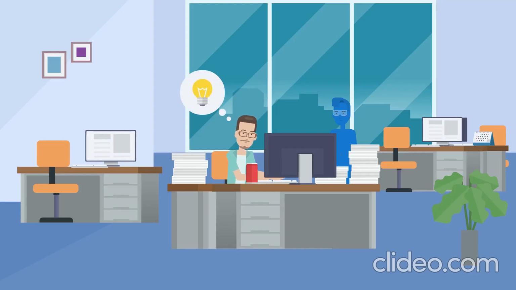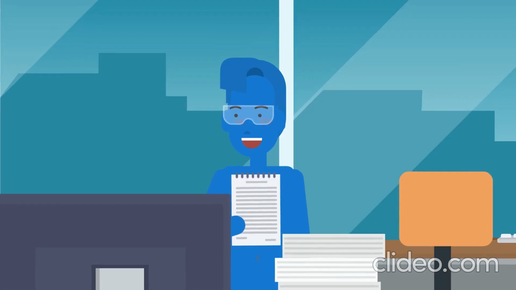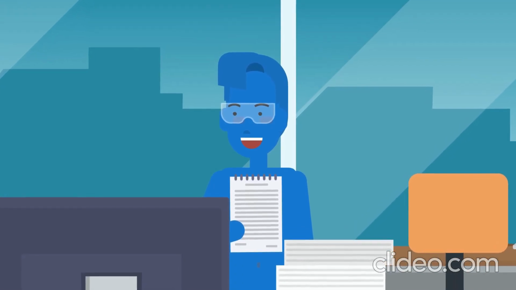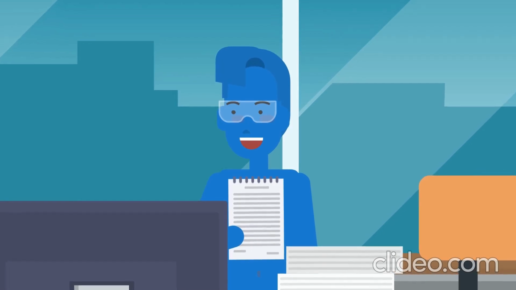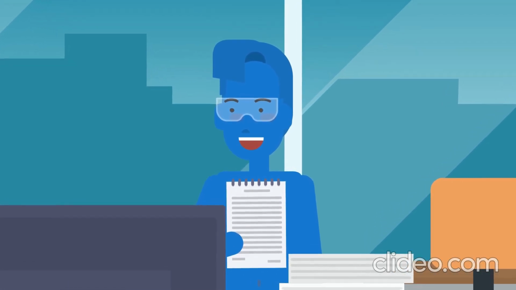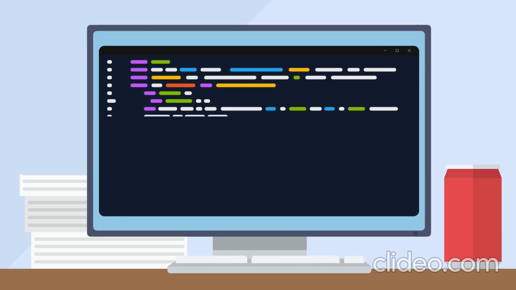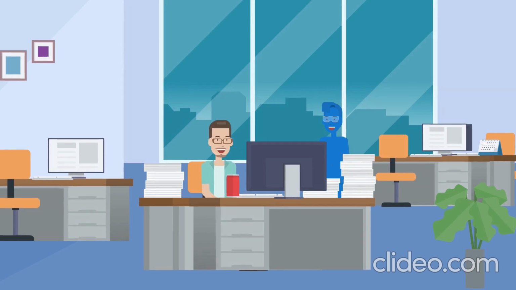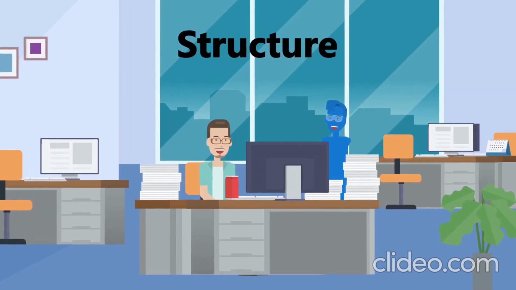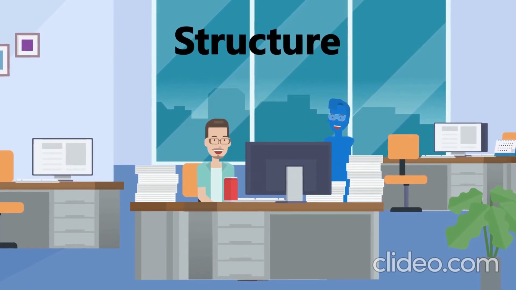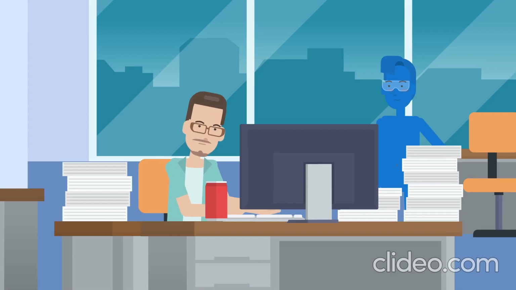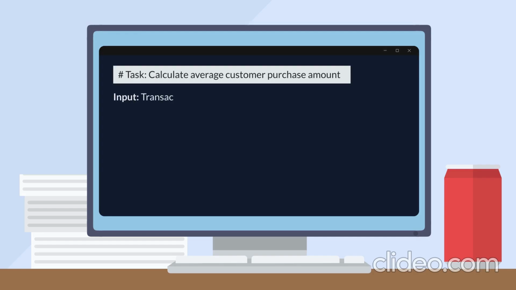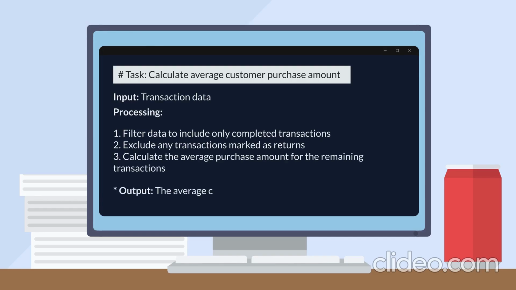Next, Erwin provides more specific instructions. Generate code to calculate the average customer purchase amount, considering only completed transactions and excluding any returns. But even with the clearer prompt, Erwin received code that wasn't quite right. So Erwin refines his prompt structure, organizing it with clear instructions and breaking down complex tasks into smaller steps. By specifying the input, steps for processing, and the format of the output, he makes it easier for the AI assistant to generate well-structured code that aligns with his intentions.